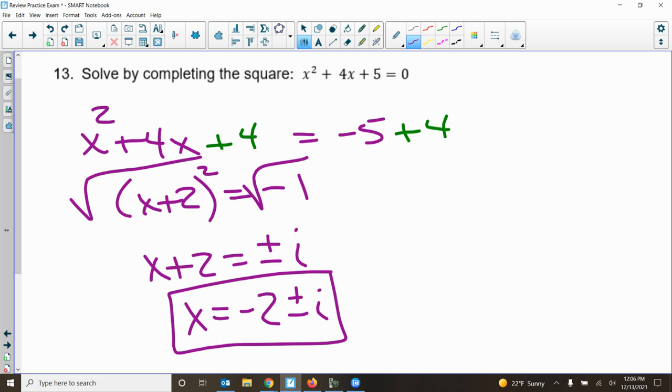Questions on number 13? Cut in half and square. Cut in half and square. We're happy?